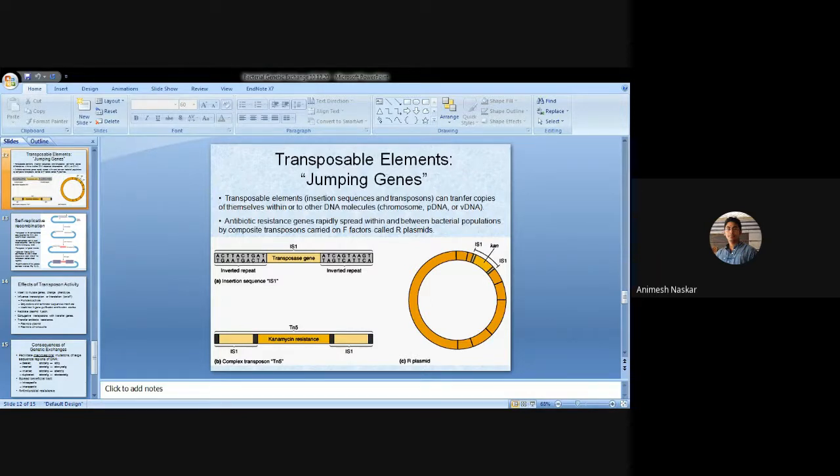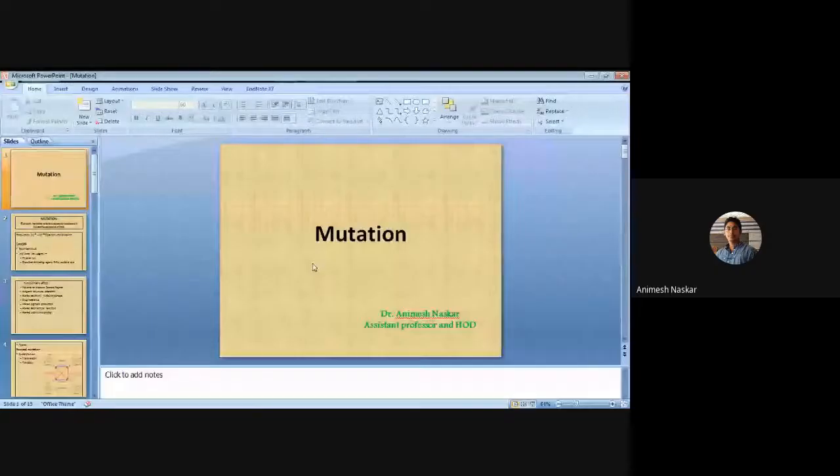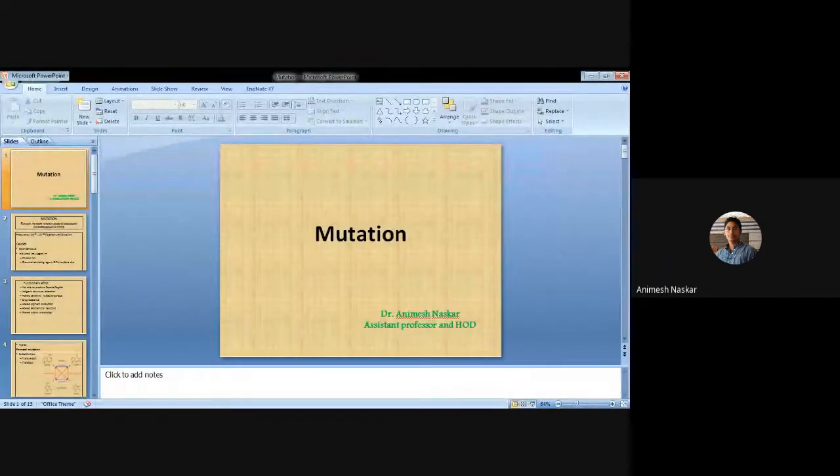So next I will go through another slide, which is called bacterial mutation. Okay. So bacterial mutation. Hopefully, all of you have heard that particular term. What is mutation? Bacterial mutation is a part of bacterial genetics.